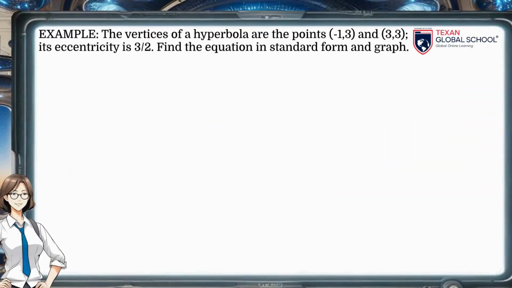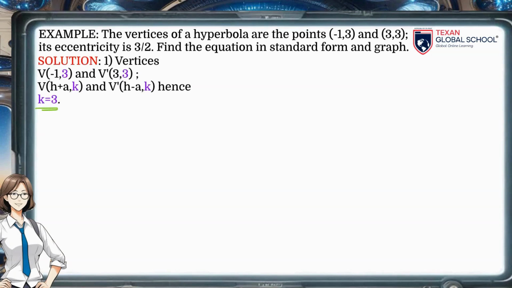Let's look at another example. The vertices of a hyperbola are the points -1, 3 and 3, 3. Its eccentricity is 3/2. We will obtain the equation in standard form and graph. We can see that the vertices are not on the x-axis nor on the y-axis. Therefore, we will have a second standard equation of the hyperbola.